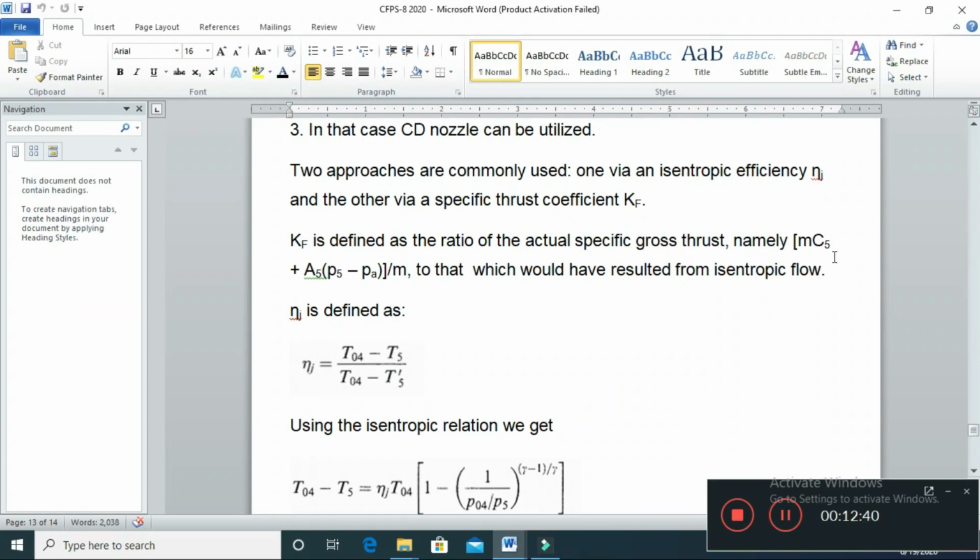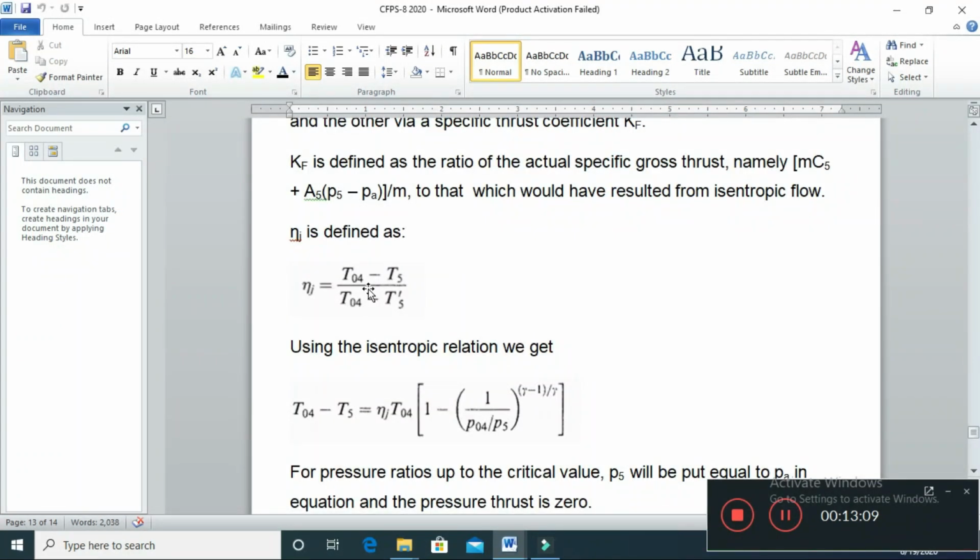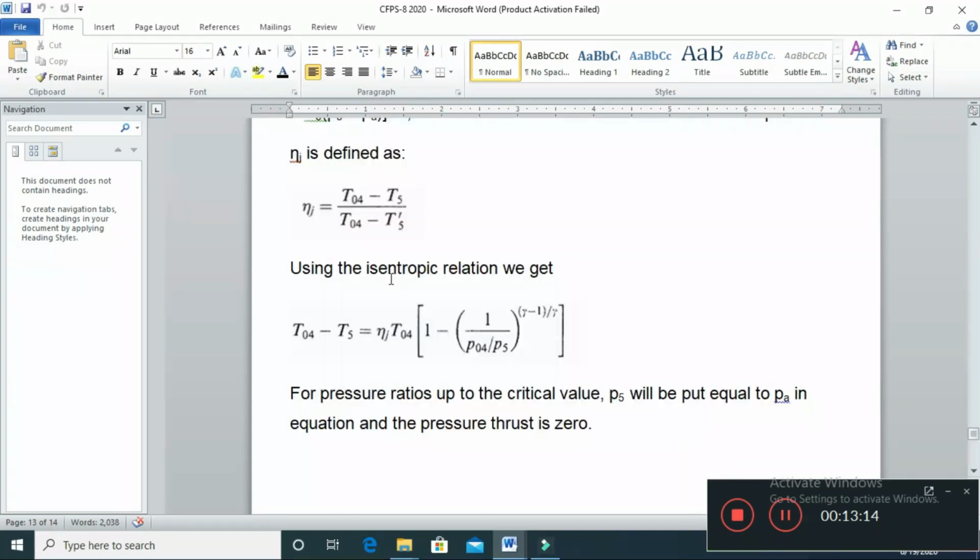This is the gross thrust, momentum thrust plus pressure thrust. So this is calculated using the isentropic relation, and this thrust is calculated using the actual conditions. The ratio of the two will give the specific thrust coefficient. The second one is isentropic efficiency of the jet nozzle. The efficiency of the jet nozzle is defined in terms of temperature.